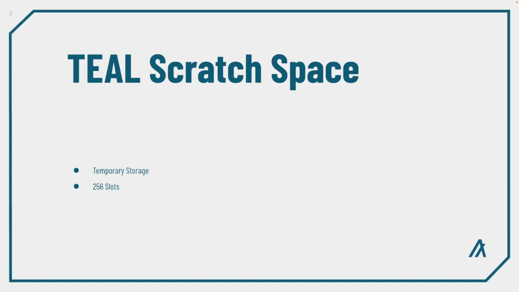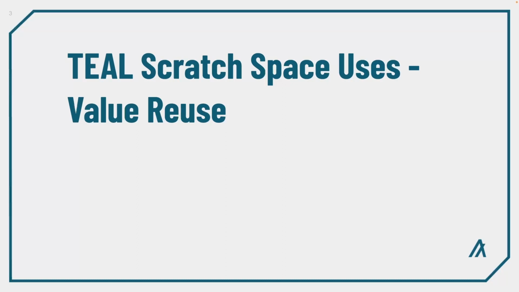You may want to think of them as somewhat similar to variables in high-level languages, but rather than having custom variable names, they're assigned slot numbers ranging from 0 to 255. Scratch space can be useful if you currently have a value on the top of the stack which you know you will need to use later, or you will need to use multiple times during the group's evaluation.